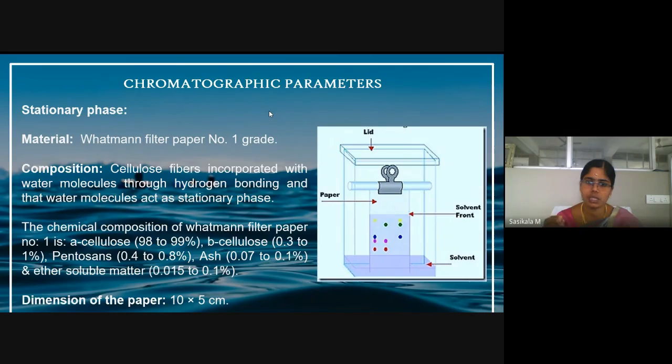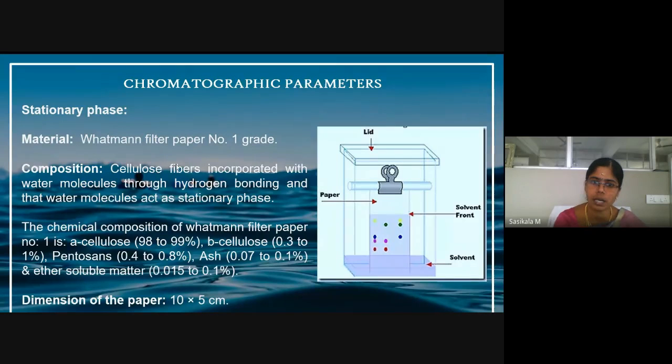What actually does this Whatman filter paper have? It is meant only for paper chromatographic separation, right? It has cellulose fibers. What is cellulose? It is a polysaccharide. The paper is made with cellulose fibers, and these are incorporated with water molecules. Fibers have pores, so the paper is arranged like pores, and it is incorporated with water molecules. So your paper is not directly the stationary phase. The water molecules incorporated inside the cellulose fibers act as the stationary phase.